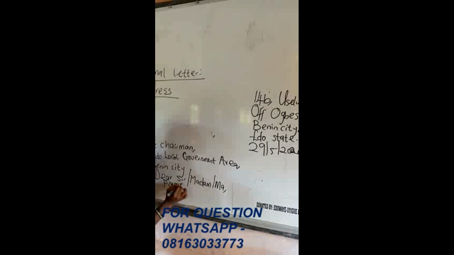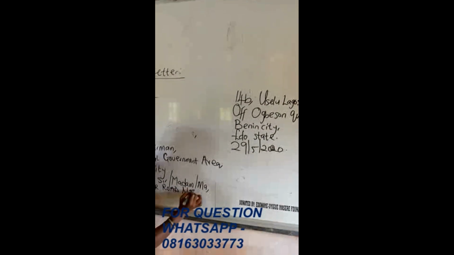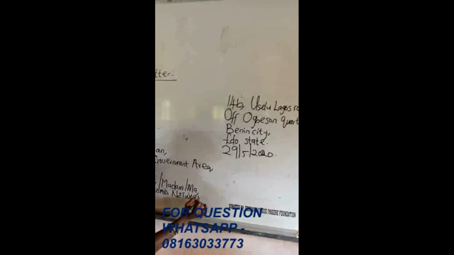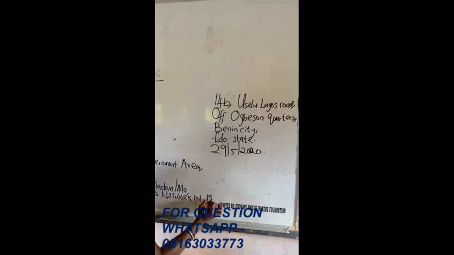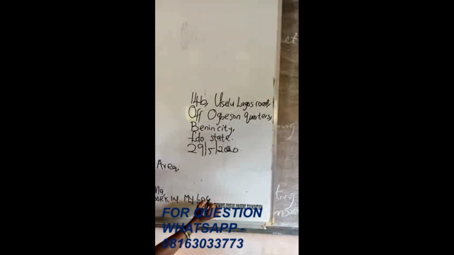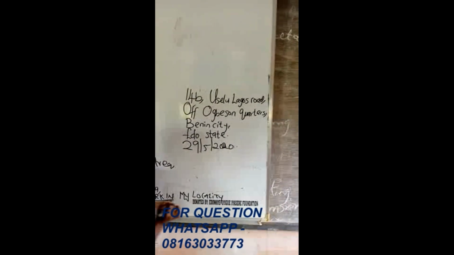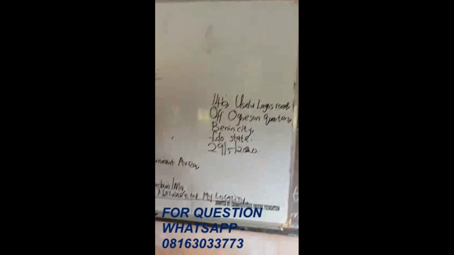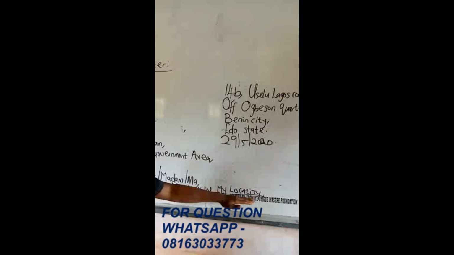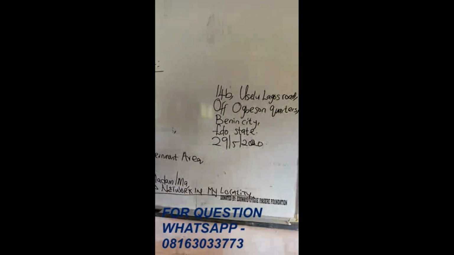Poor road network in my locality. Then you rule. Okay, so this is the heading. Immediately after your heading, you go straight to the point.